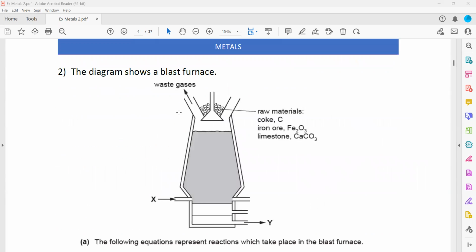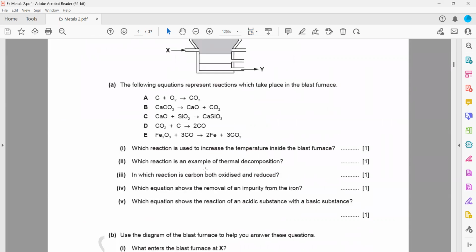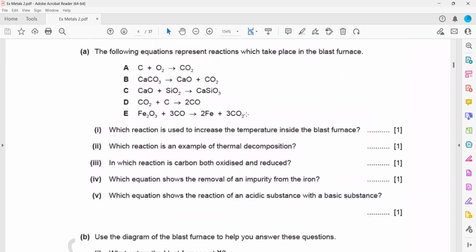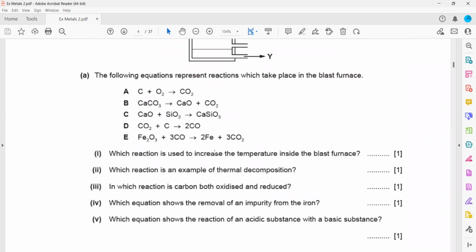Then another question. The diagram shows a blast furnace that is used for extraction of iron. You can see 4 equations are given. The following equations represent the reactions that take place in the blast furnace. You can use a screen annotation to answer this. You can use letter A, B, C, D, or E. Which reaction is used to increase the temperature in the blast furnace?